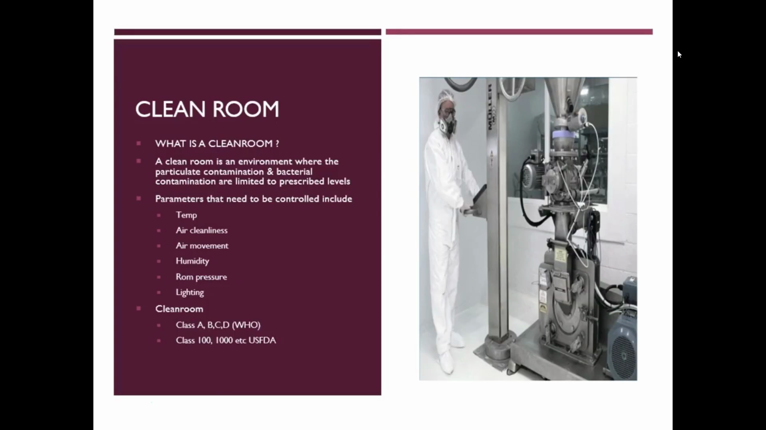So moving on then to clean rooms. What is a clean room? You may have heard of that or be very familiar with it. A clean room is an environment where the particulate contamination and bacterial contamination are limited to prescribed levels. Parameters that need to be controlled within a clean room environment are temperature, air cleanliness, air movement, humidity, room pressure, and lighting. Clean rooms can be classified differently depending on the regulations. The WHO guidelines would classify clean rooms as either Class A, Class B, Class C, etc. And the United States FDA would classify them as Class 100 or Class 1000. The classification required is dependent on the manufacturing process being carried out at the time.